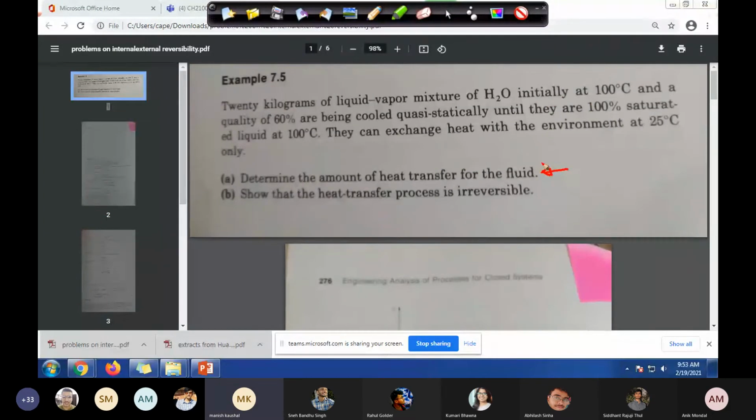Look, download, scroll down. The answer is written there. Tell me what we will do. Don't take much time, Siddhant, otherwise you will waste the time of the class. Determine the amount of heat transfer for the fluid. I already stated the answer. Please tell me. You are here to learn, not to waste time.